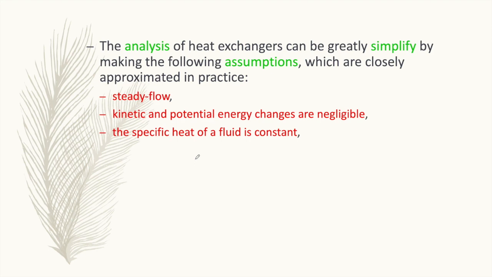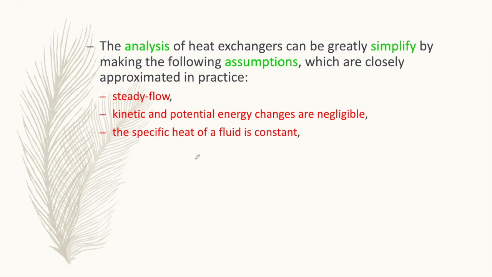The third one is that the specific heat of the fluid is constant. Specific heat is dependent on temperature. If there is a change in temperature, an increase or a decrease in temperature, it will affect the specific heat value of that fluid. Therefore, we assume that there will be no change in the specific heat. So we are assuming that the specific heat is constant.